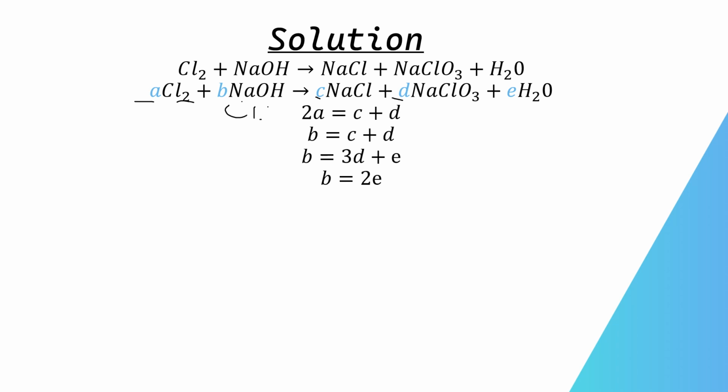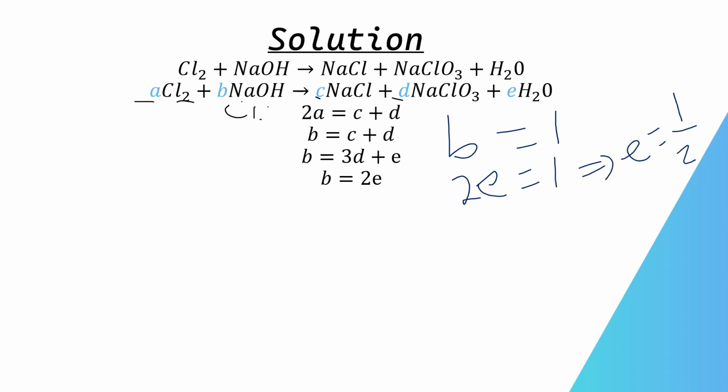Now, how do we find the coefficients? It says make the one occurring the most number of times 1. Here we can see B is occurring the most number of times. So let's say B is equal to 1. Now, if B is equal to 1, realize that B is equal to 2E. So 2E equals 1. So E equals what? 1 on 2. We found E.